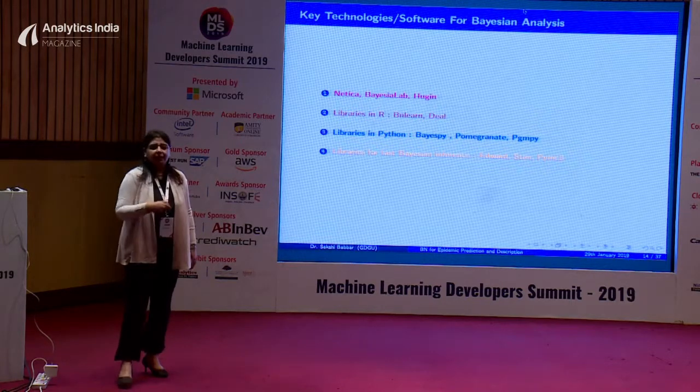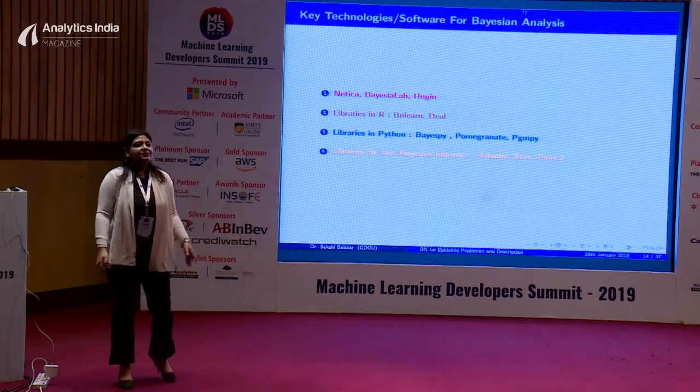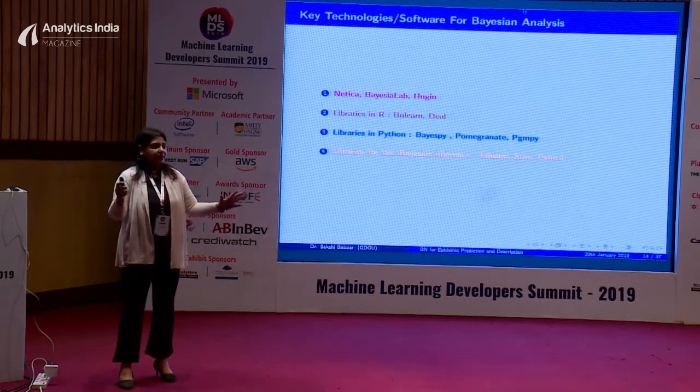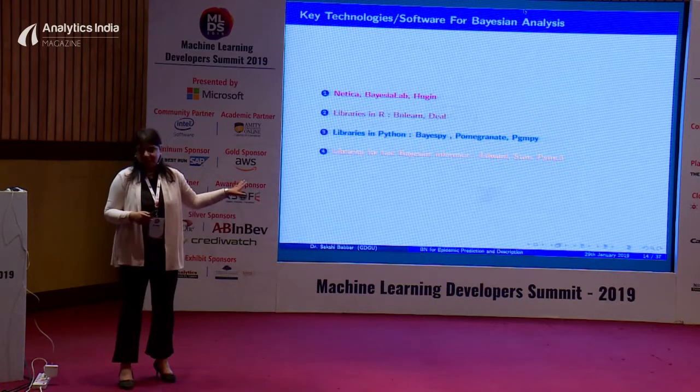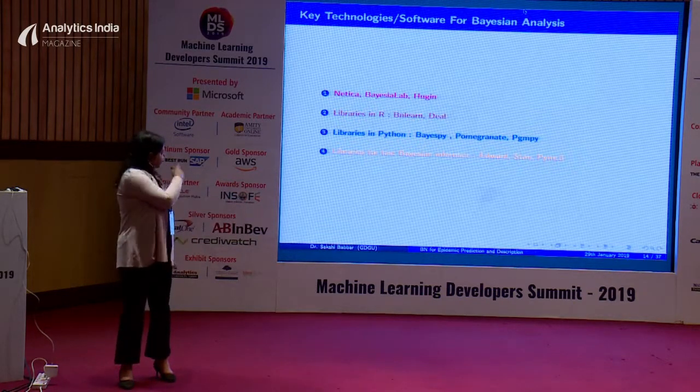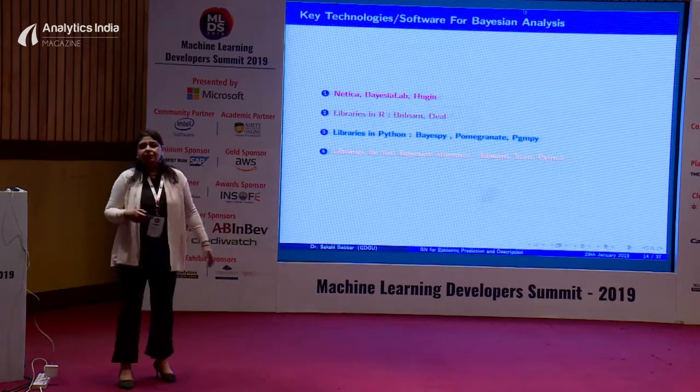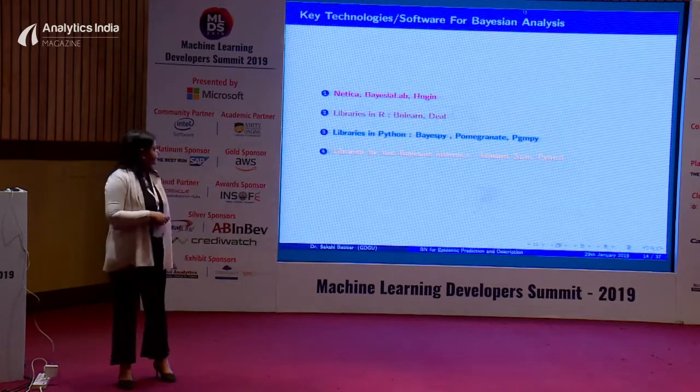But the model that is proposed in this work is a very small model with few, limited variables. So these libraries were not used. I stuck to Netica as well as bnlearn to do all my inferencing tasks.